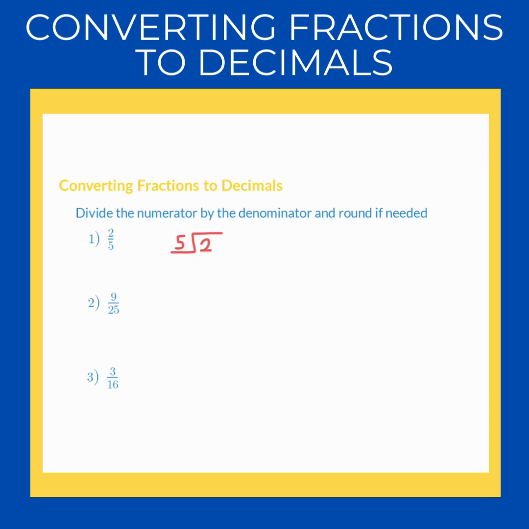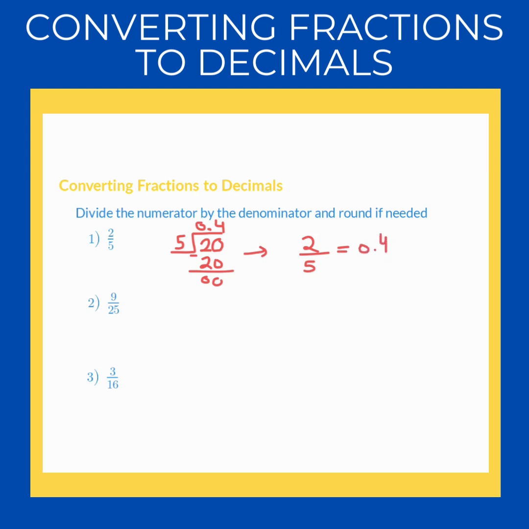Now I can't divide 2 by 5 because 2 is smaller than 5. So I have to add a 0 to the right of the 2, and once I add that 0, I add a 0 and a decimal point. Now let's think of a number. When I multiply it by 5, I get 20. The answer is 4. So 4 times 5 is 20. Now we subtract, the remainder is 0. So 2 over 5 is the same as 0.4.